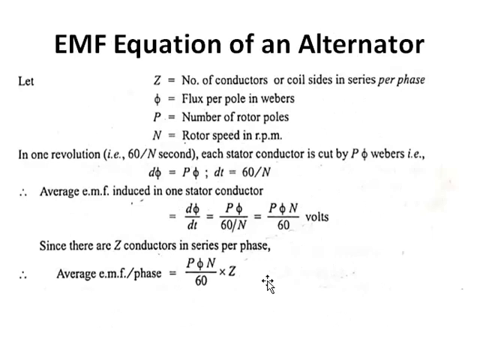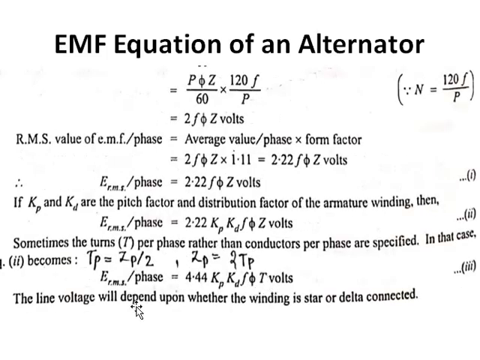Then we looked into the EMF equation derivation. We get it as represented per phase. You have to remember ERMS per phase is given as 2.22 kp kd f phi z. And what are kp and kd? Those are the winding factors. Kp is the pitch factor and kd is the distribution factor. F is the frequency, phi is the flux per pole, and Z is the total number of conductors per phase.